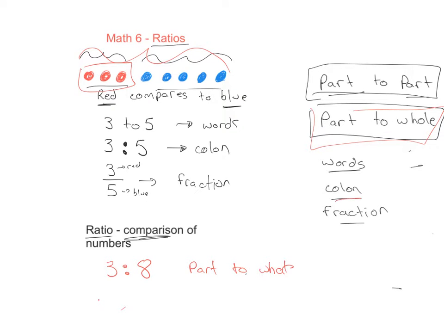And I wrote it with a colon. Could have easily written it as words, 3 to 8, or I could have written it as a fraction, 3 over 8. Okay? You can see even with this same thing, this was for red to the whole. I could have also done blue to the whole. So if I was doing blue to the whole, you can see I would have 5 blue, altogether there was 8, so I could write it as 5 colon 8, or I could write it as 5 to 8, or I can write it as 5 over 8. It's just showing how different things compare.